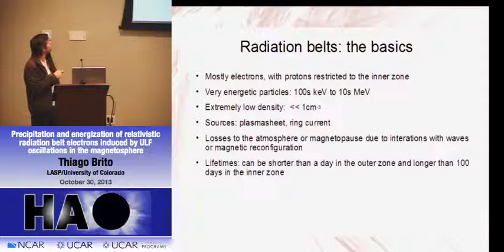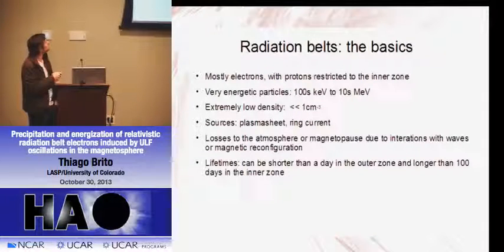Typically, there are two sources for this population. One is the plasma sheet, the tail low energy population that sometimes can be pushed from the tail into the inner magnetosphere and get energized. And the ring current also, particles here can get energized and become more energetic and part of the radiation belt population.